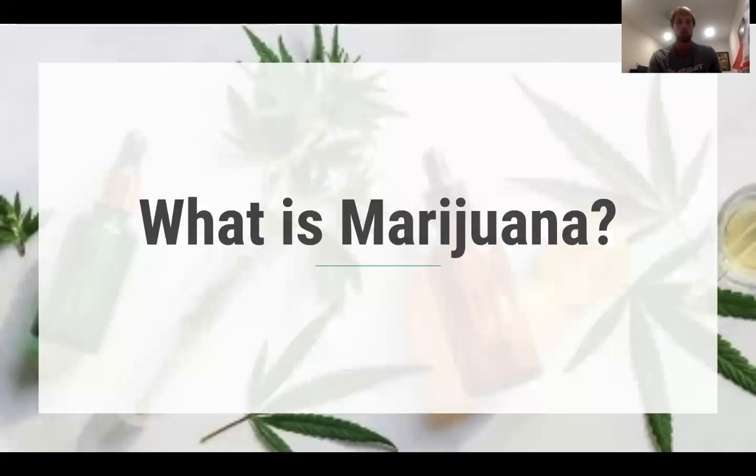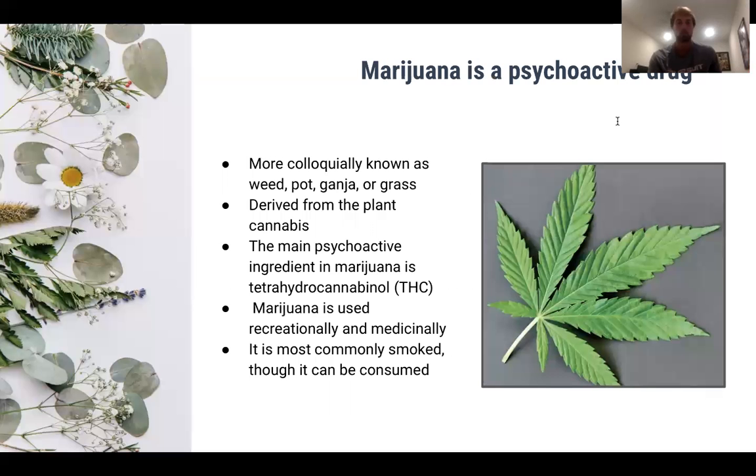So what is marijuana? Marijuana is a psychoactive drug derived from the cannabis plant. It has a number of nicknames and is more commonly referred to as weed, pot, bud, ganja, or grass. The main psychoactive ingredient, or the chemical that actually causes a high in cannabis, is tetrahydrocannabinol, also known as THC.